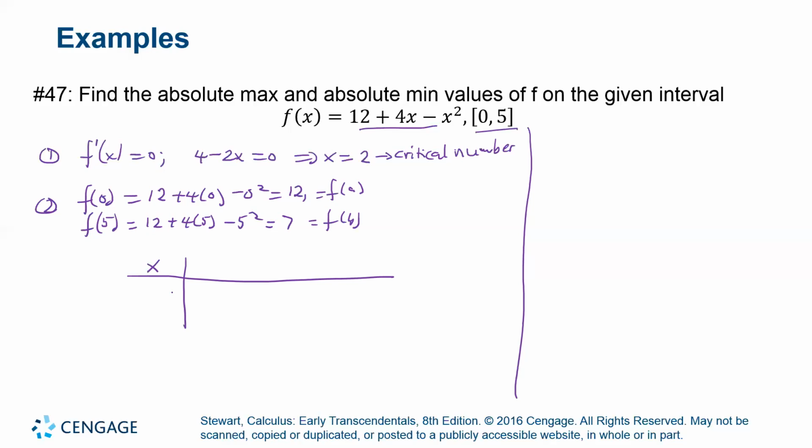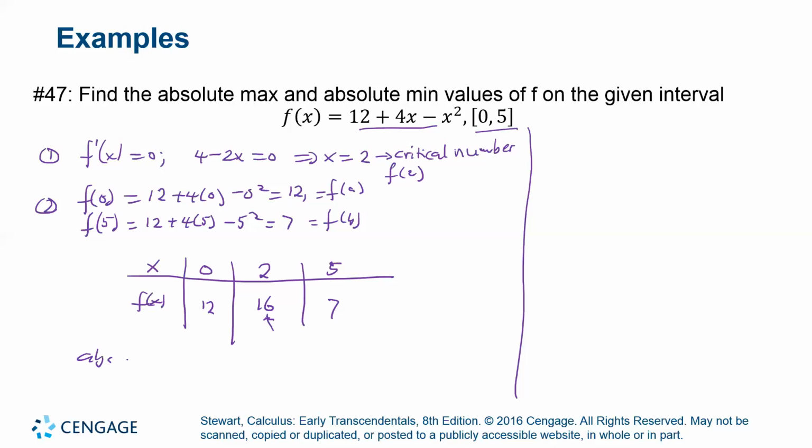So this is my x value, and this is my f of x value. We have 3 of them. We have it at 0, and then 2 is a critical number, and then we have it at 5. Let's find f of 2. F of 2 will give us 16. F of 5 is 7, and then this is 12. Okay, so this is the largest value.